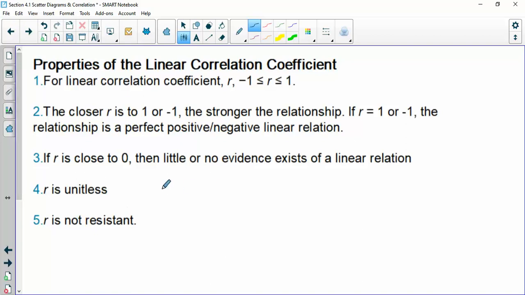There's no units to it. It is not resistant. What does that mean? We've talked about it with other things. It's affected by dramatic increases. Yeah. Resistant is when one extreme value doesn't throw it off. That is not the case for r. So if you have one crazy value, it will dramatically change your r value.